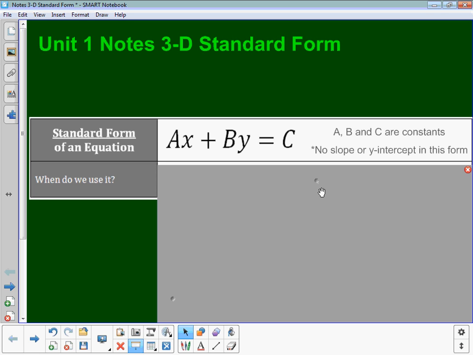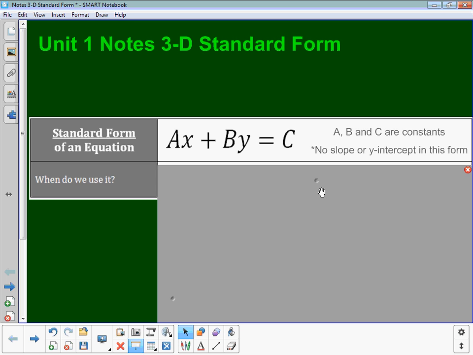So here's the most important thing you need to notice about standard form. In standard form, the x's and the y's are on the same side. And the thing that is just the number is on the other side. So there's really no slope or no y-intercept in this form. This form is mainly used for writing word problems. So we're going to be looking a little bit into that as this unit goes on.